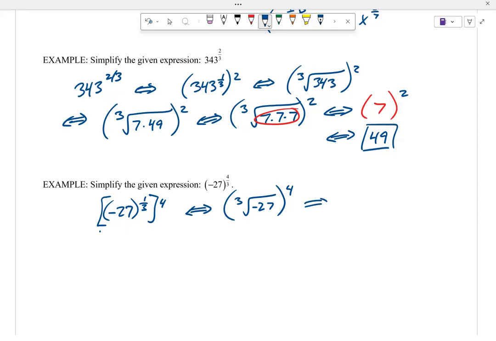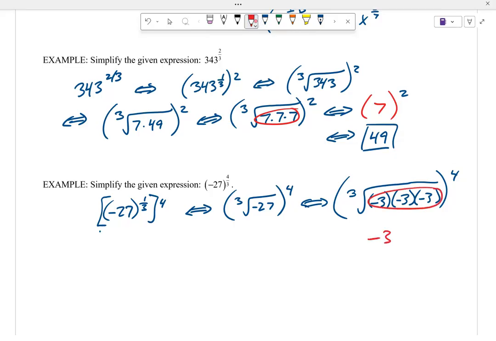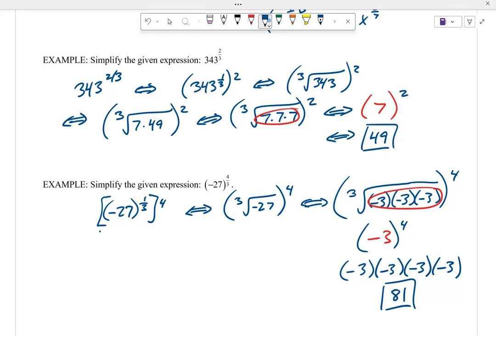Let's break that down. Negative 27 is like negative 3 times 9. Well, 9 can be negative 3 times negative 3. See how negative 3 times negative 3 times negative 3 is negative 27, right? So the third root of negative 27 is negative 3. I got 3 of a kind there. And then negative 3 to the 4th would give us positive 81. So it just ends up being 81.